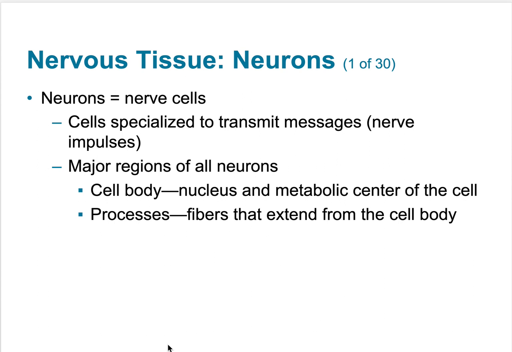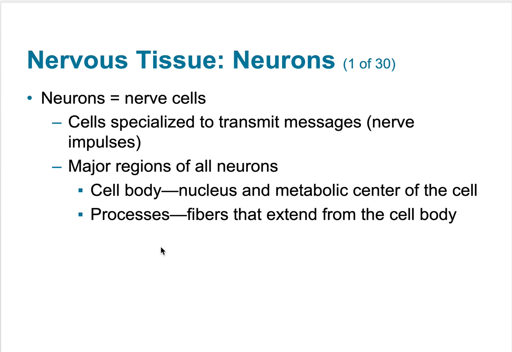Okay, so let's talk a little bit about neurons now, the actual nerve tissue or nerve cells. Okay, these are specialized cells that can transmit messages, and these are called nerve impulses. Okay, and we've talked about this already in terms of muscles. Nerve impulses are transmitted as action potentials. Okay, they are major regions of all the neurons. So we've got 2 things: we've got the cell body, and we've got the processes that come off of them.